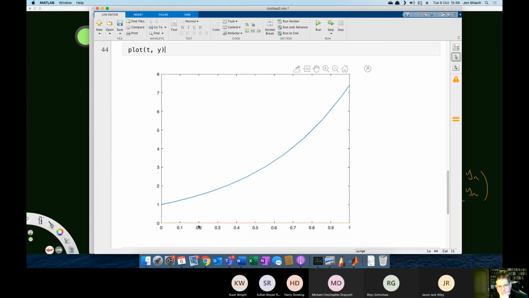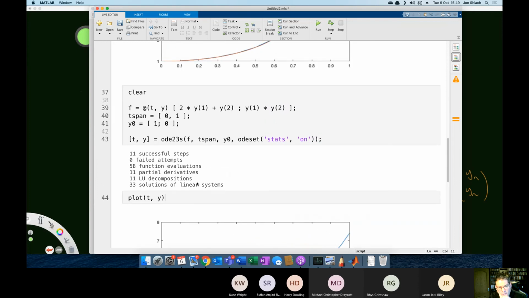Okay, so if you're interested, that's a solution to that problem. It seems that y2 is just all on the zeros, but we're not too worried by that. What I wanted to show you was that here we've got all these solver stats, and when we're using an implicit method you can see we've got 11 partial derivatives. Now these partial derivatives are the calculation of the Jacobians, and we've also got LU decompositions. Those are the solution of the linear systems to calculate Newton's method. So 11 LU decompositions because our Jacobian changed.